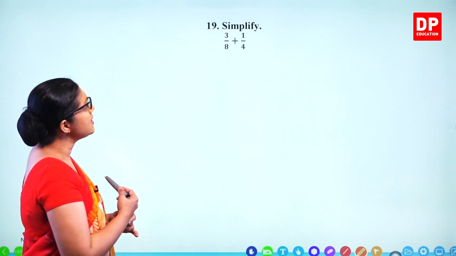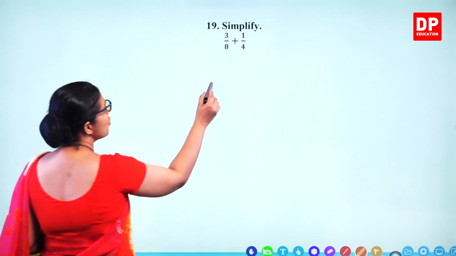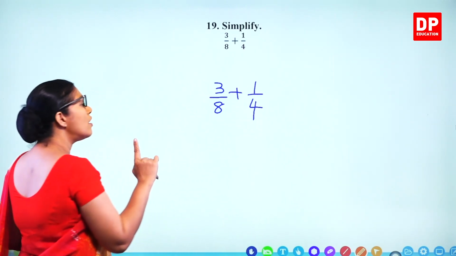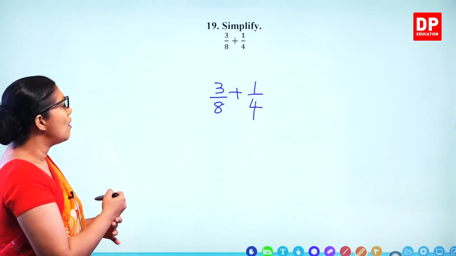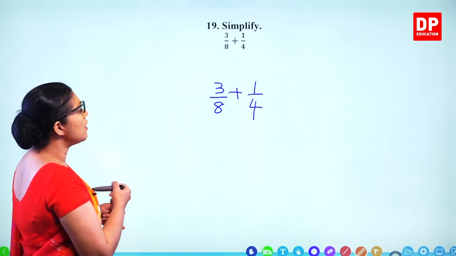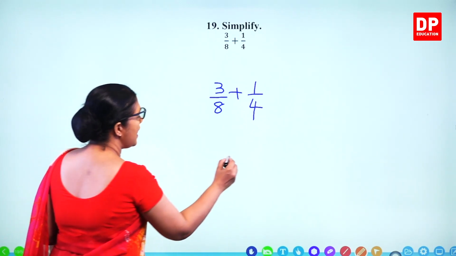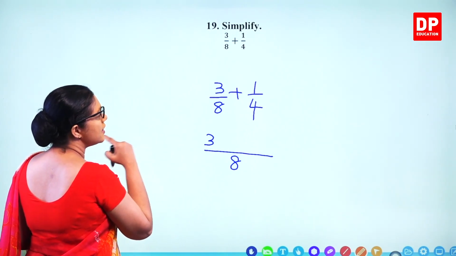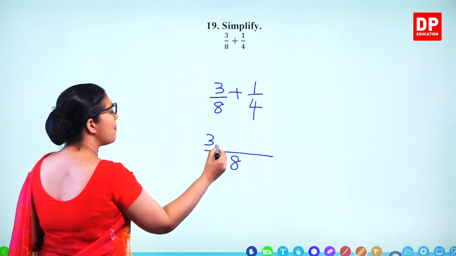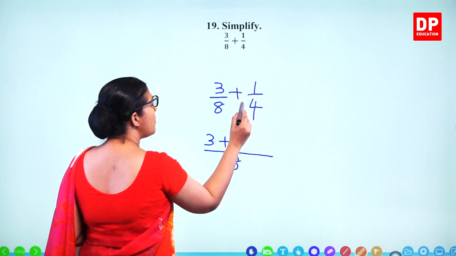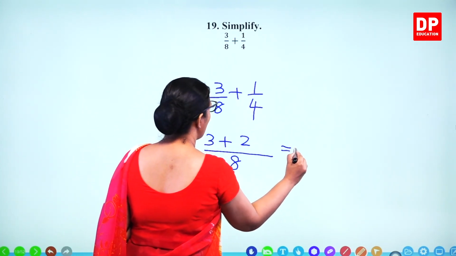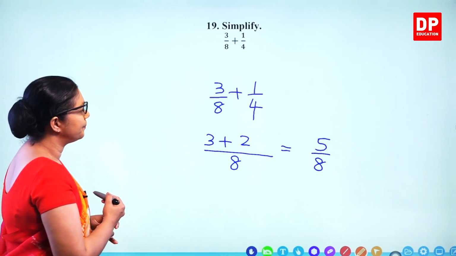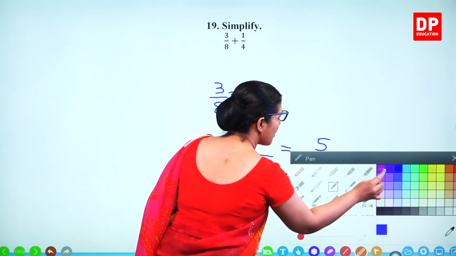Question number 19, simplify. So, fraction, addition, but the denominators are different. So, we have to convert to the same denominator. What's the lowest common multiple of 8 and 4? That's 8. Convert to 8. You don't need to convert here. 4 becomes 8. Multiply by 2. Do the same thing for the numerator. 2 times 1, 2. 3 plus 2 is 5. 5 over 8. 2 marks.